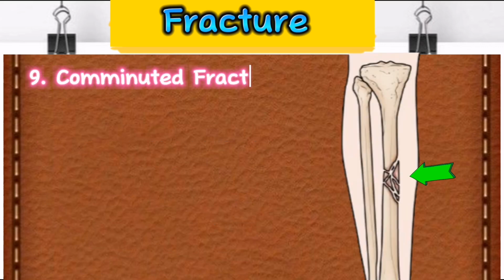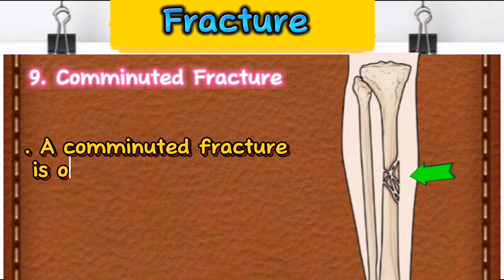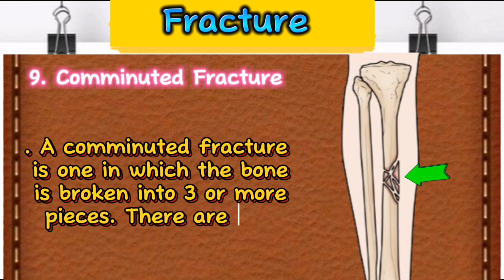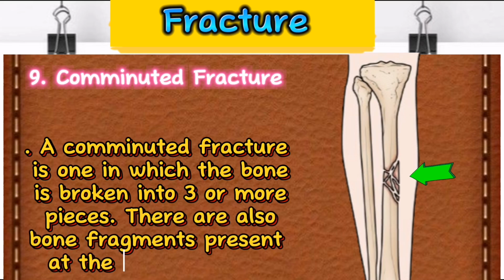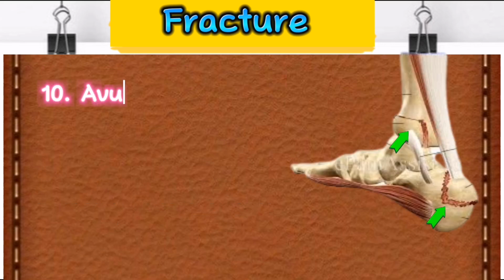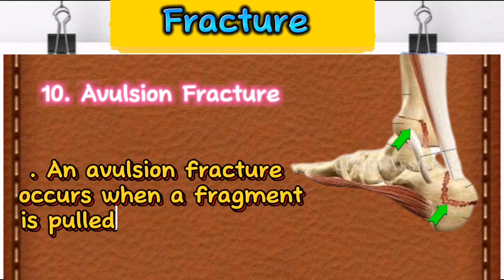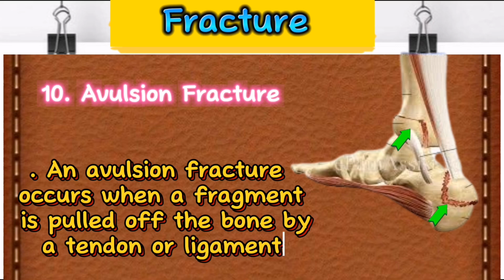9. Comminuted fracture. A comminuted fracture is one in which the bone is broken into 3 or more pieces. There are also bone fragments present at the fracture site. 10. Avulsion fracture. An avulsion fracture occurs when a fragment is pulled off the bone by a tendon or ligament.